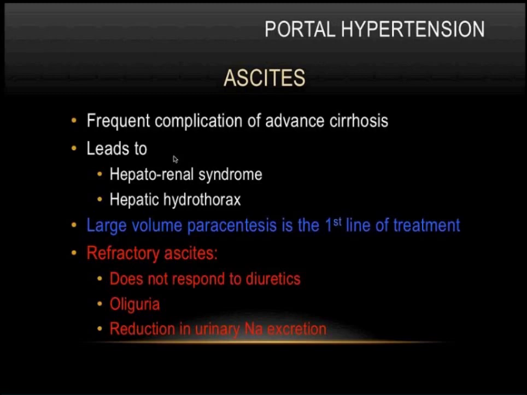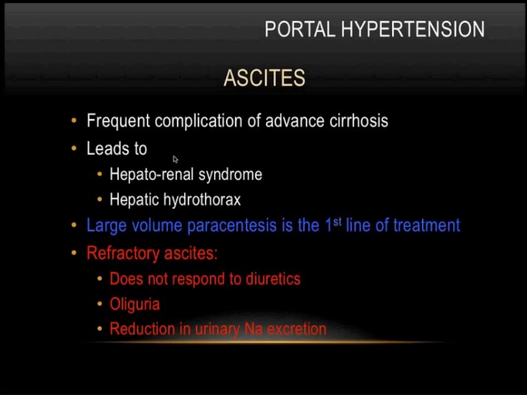And the key point is that refractory ascites does not respond to diuretics, which are the medical treatment for it. You give spironolactone and Lasix, and they don't respond to this. And the patient becomes oliguric. Every time you tap a patient and drain all the fluid, the patient becomes oliguric right away. They don't produce any urine, and the excretion of sodium starts going down.